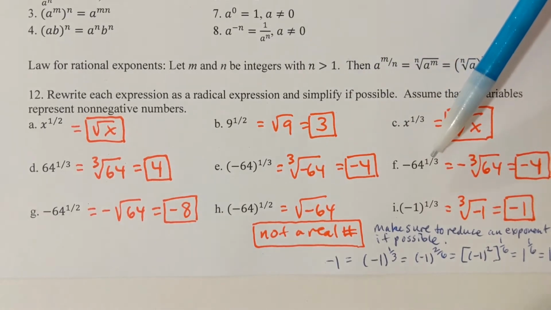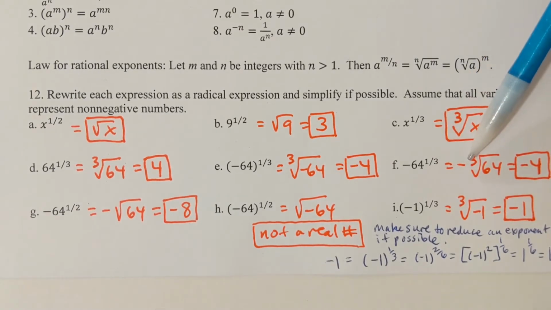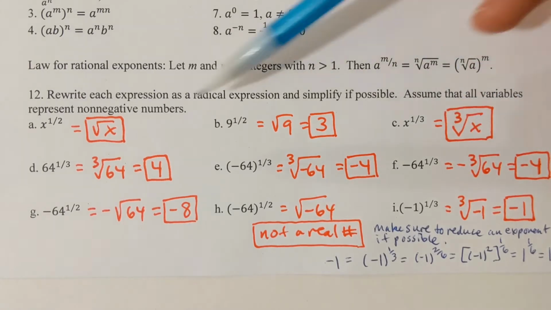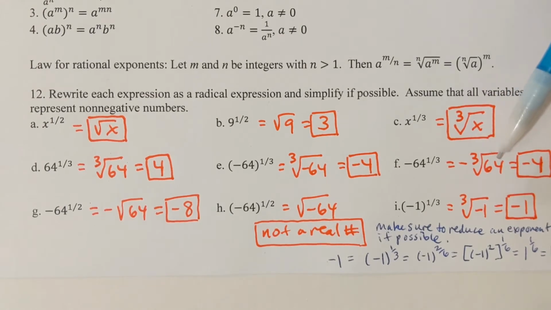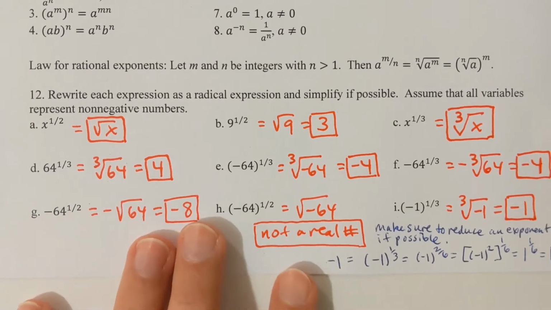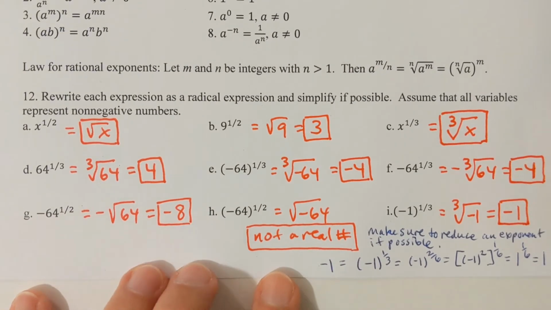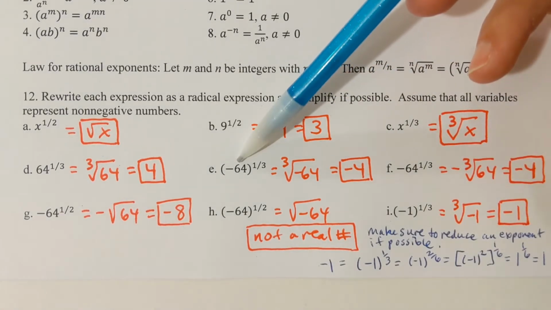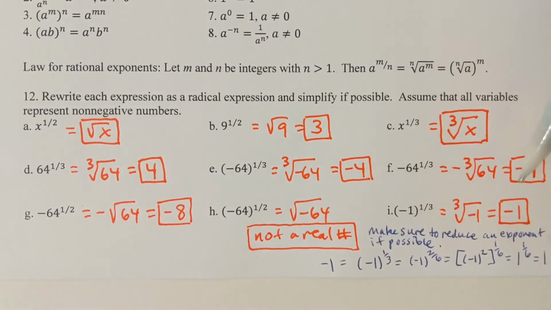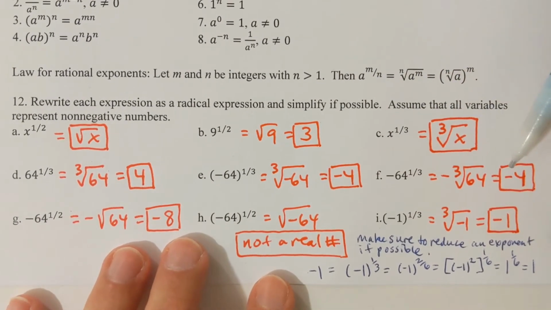Here's negative 64 to the 1/3. Well, the negative would have to stay in front of the radical. 64 to the 1/3, we've already said, is the same as the cubed root of 64, right? So I'm looking at negative the cubed root of 64. That would also give me negative 4. Now, of course, one thing that I want you to observe here is the parentheses are on one expression, and they're not over here, but you get the same answer in this case.